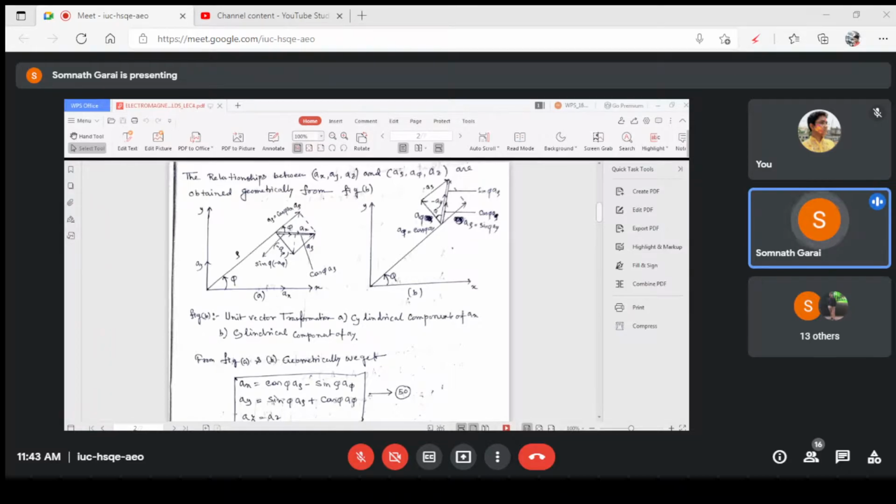Now, next topic, we have to determine the relationship between the unit vectors of the Cartesian coordinate system and the cylindrical coordinate system, and it is based on the addition of vector components. We already know vector addition, vector subtraction, vector components.